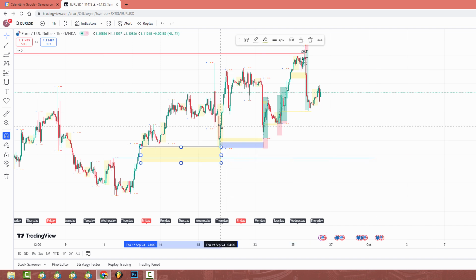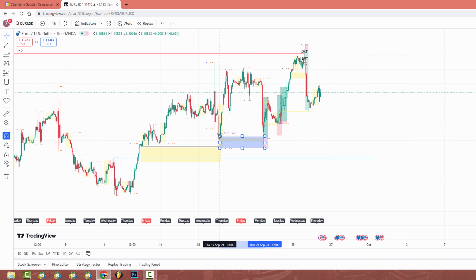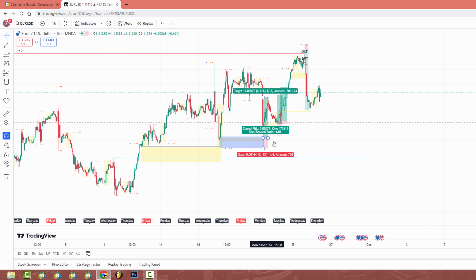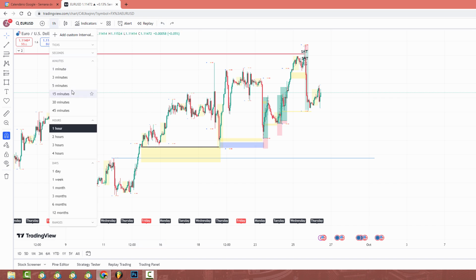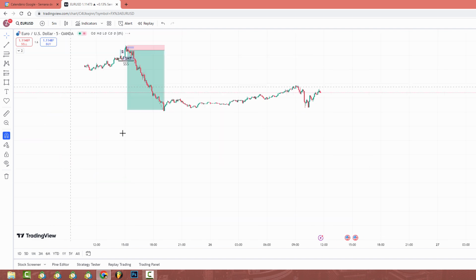Got perfectly tagged in, and then price shot up. So this now is probably a valid order block, right? And price later on came and tagged it. But instead of entering the order block, you could refine your entry a bit.